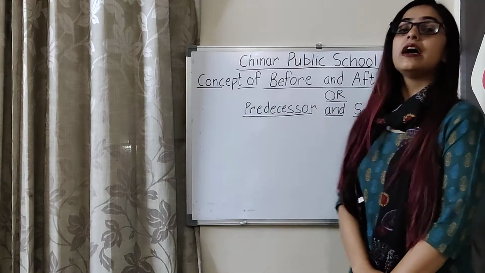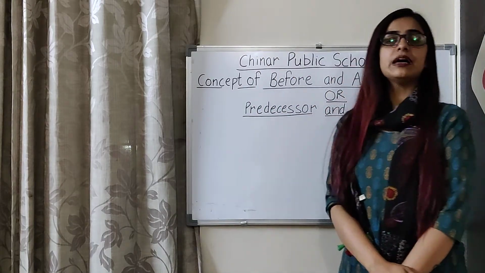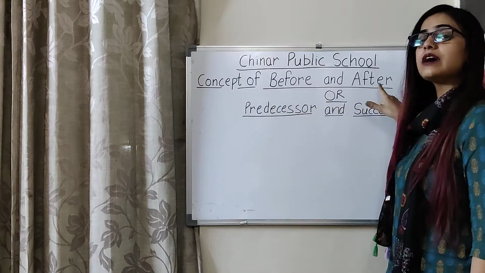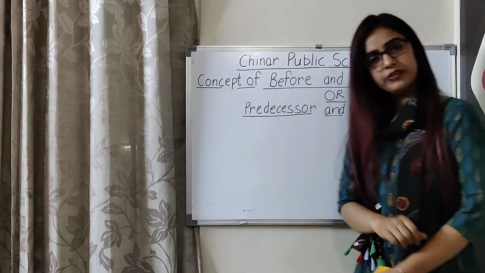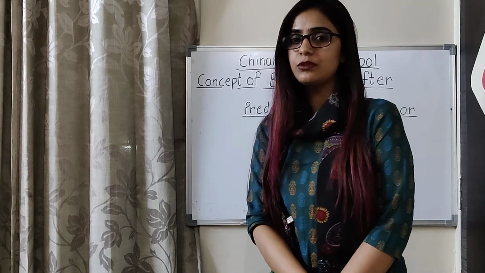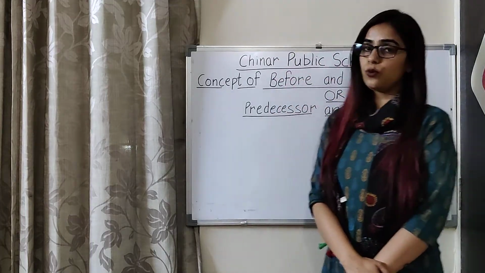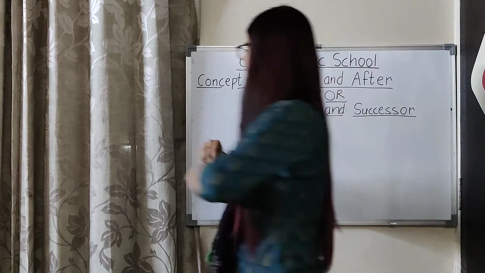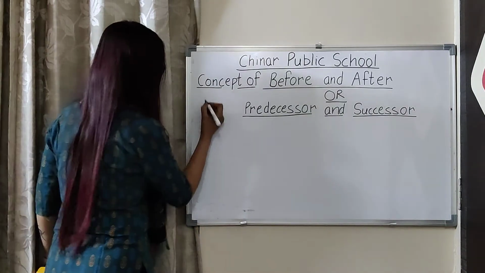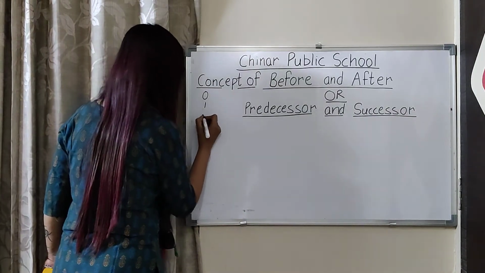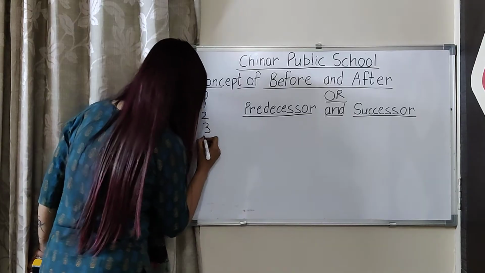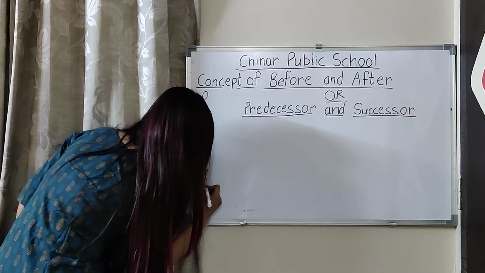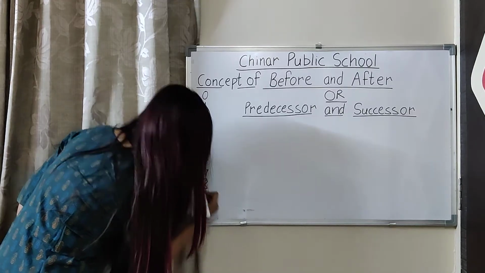So, kids, now in our today's class, Kavita ma'am will tell you the concept of before and after. We all have done this concept in our previous classes also. Yes. So, we all know the meaning of before and after. Let us quickly revise this. So, 0, 1, 2, 3, 4, 5, 6, 7, 8 and then 9.